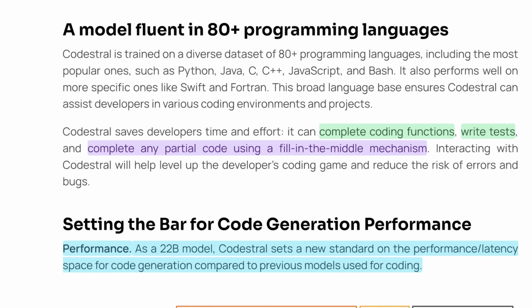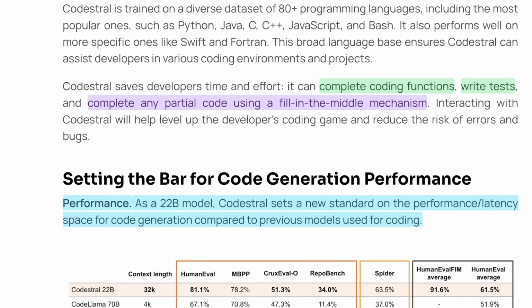But they say Codestral is trained on a diverse dataset of 80 plus programming languages, including the most popular ones, such as Python, Java, C, C++, etc. It even performs on more specific ones like Swift and Fortran. So Fortran is a surprising one because I actually doubt a lot of that is even on the internet. The broad language base ensures Codestral can assist developers in various coding environments and projects.